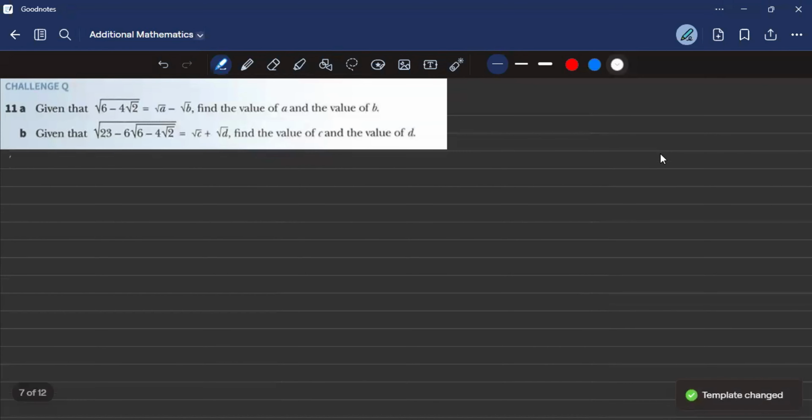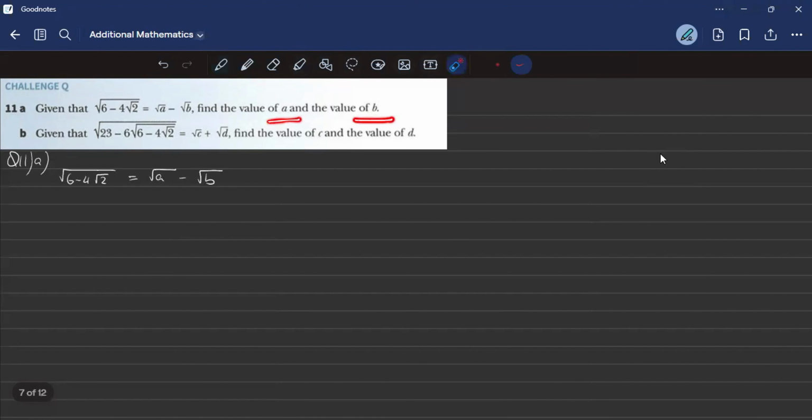So for question number 11, part A, what they've told us is it is given that under root 6 minus 4 under root 2 is equals to under root A minus under root B. Now they've told us to find the value of A and B. Now it's not really important that every time you simplify this one. In this case, it would have been wrong because yes, it is simplifiable, but it's going to take you a lot of time and a lot of effort, and it's kind of advanced.